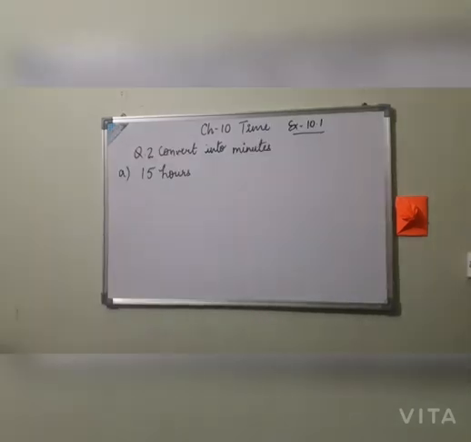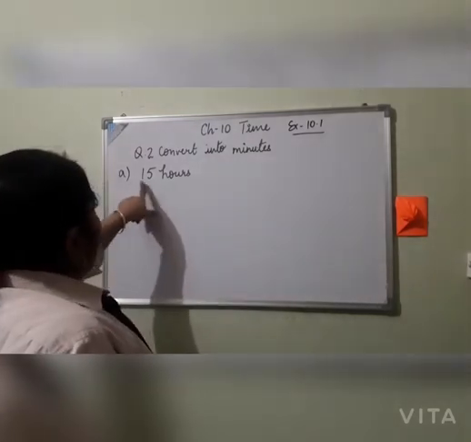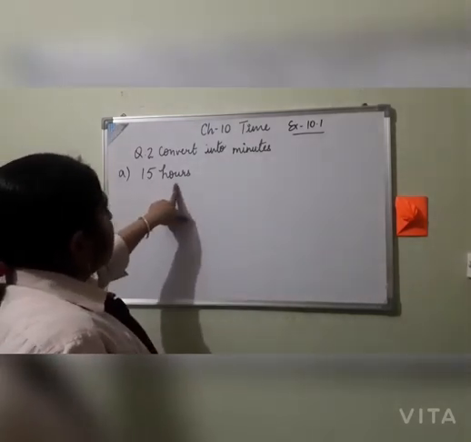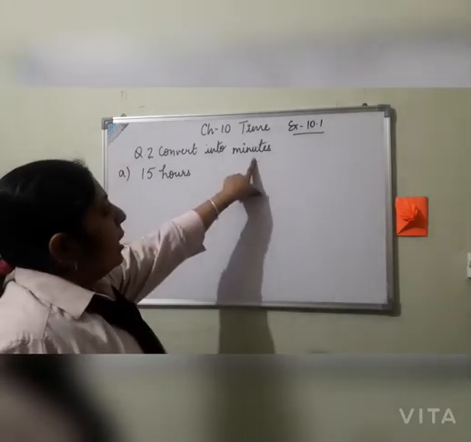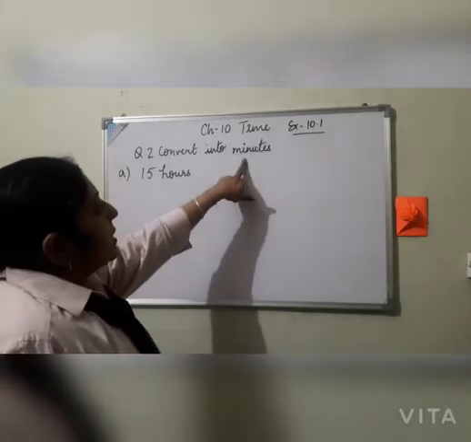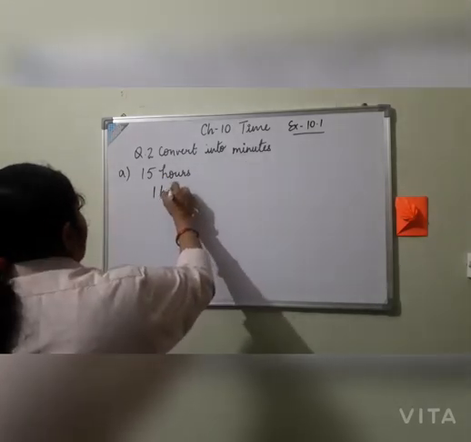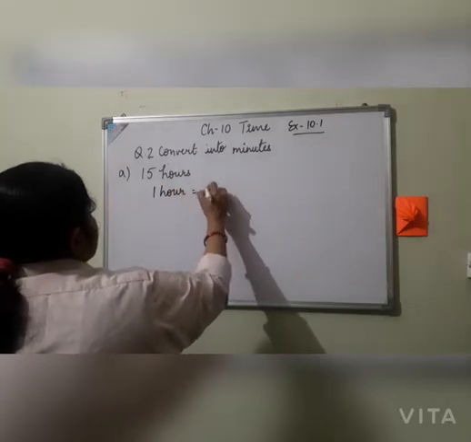Question number 2 says convert into minutes. Now A part is 15 hours. Hours need to be converted into minutes. For this you need to know how many minutes are there in 1 hour. First we will write 1 hour has 60 minutes.